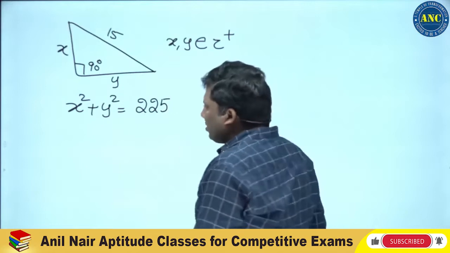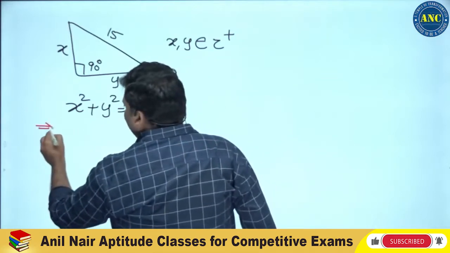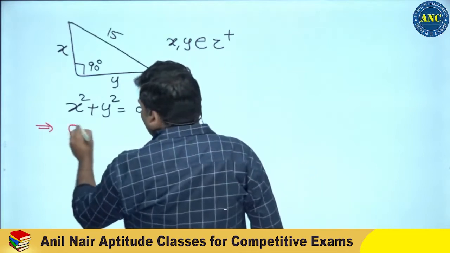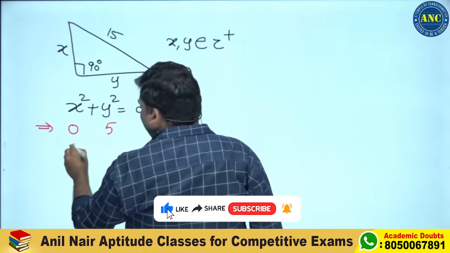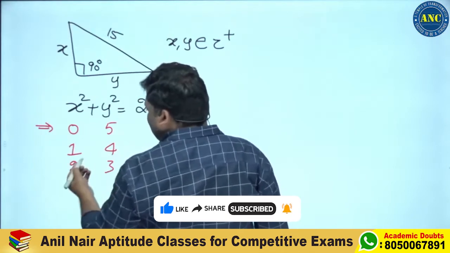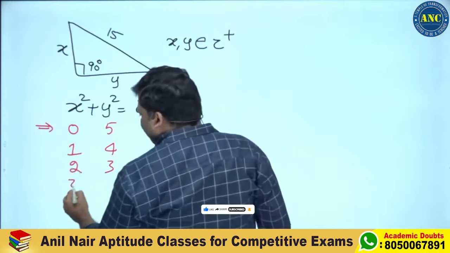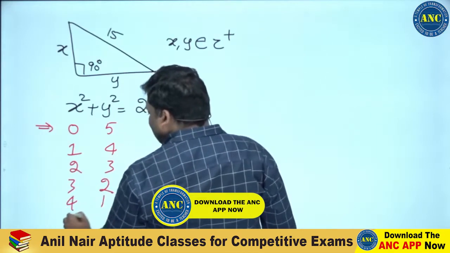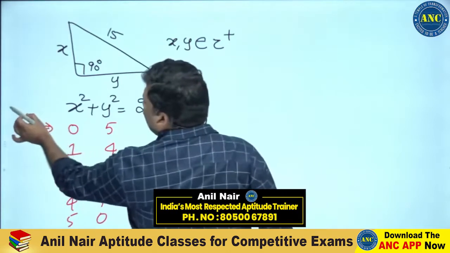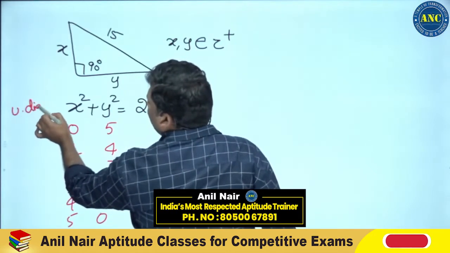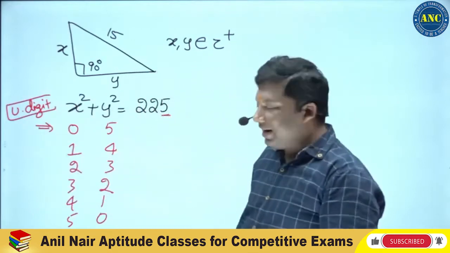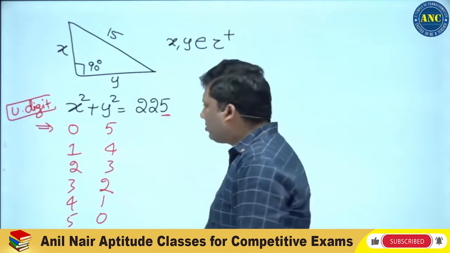I hope the concept is clear. Now listen carefully. What is the unit digit of these? Right hand side, 5. 0 plus 5, 5. 1 plus 4, 5. 2 plus 3, 5. 3 plus 2, 5. 4 plus 1, 5. 5 plus 0, 5. On the left hand side, I took these unit digits depending upon the question. On the right hand side, these are all the possible unit digits.